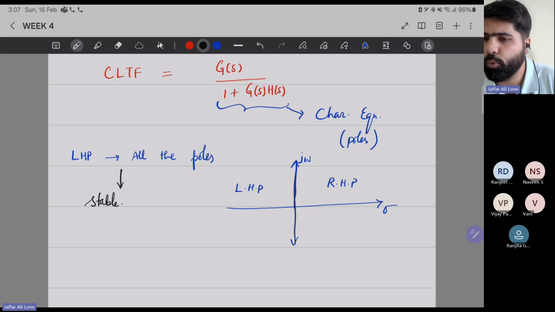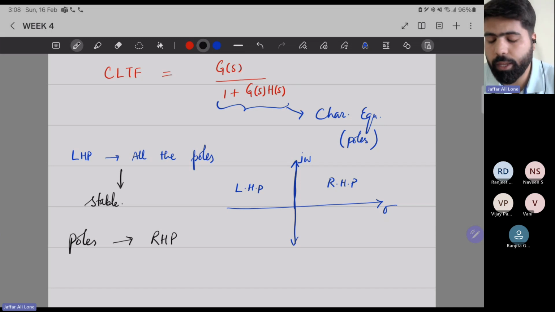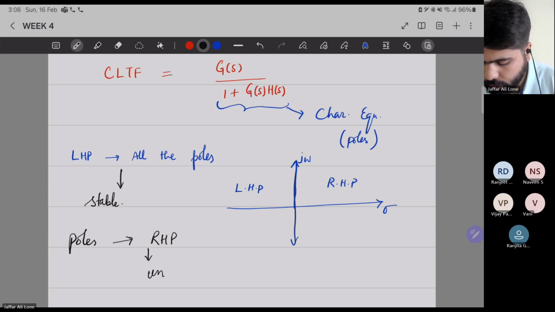If you have a single pole or multiple poles in RHP, then even if you have some other poles in the LHP, it doesn't matter. Even if you have a single pole in RHP, your system is unstable.